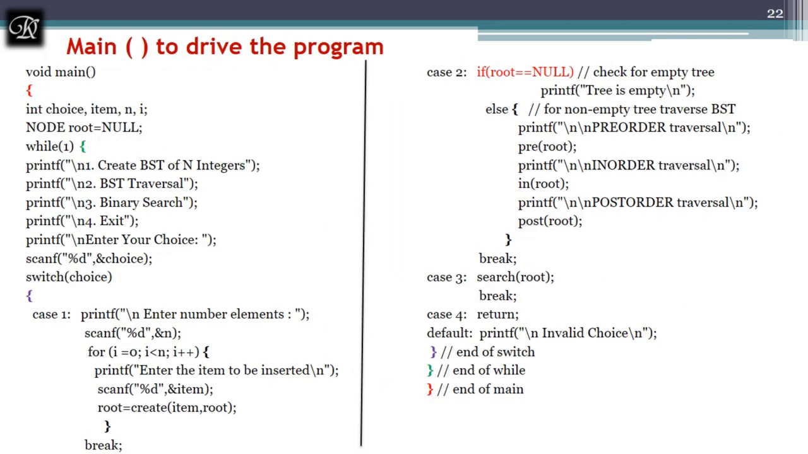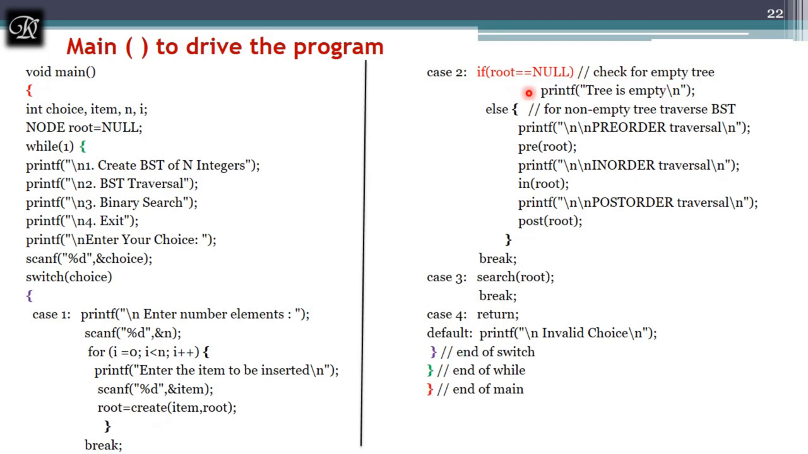Let's see the main program. In the main program, as in other programs, we have menu options: 1 for creating a binary search tree, 2 for traversal, 3 for searching for an element, and 4 for exit. When you choose to create a binary search tree, you have to give how many elements you are entering, and you enter them one by one into the function. The create method is going to create a binary search tree for you.